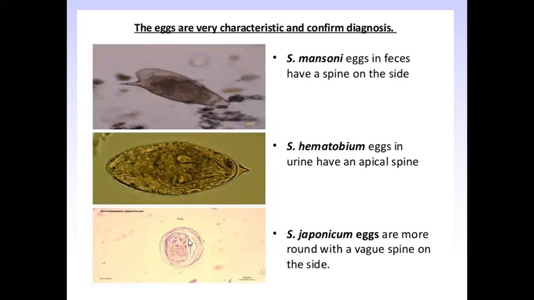In case of Japonicum, the eggs are more rounded and they do not have a very prominent spine. It's a small spine which can be seen on one side of the ovum. But mostly you are asked the difference between the position of the spine in case of Mansoni and Haematobium.